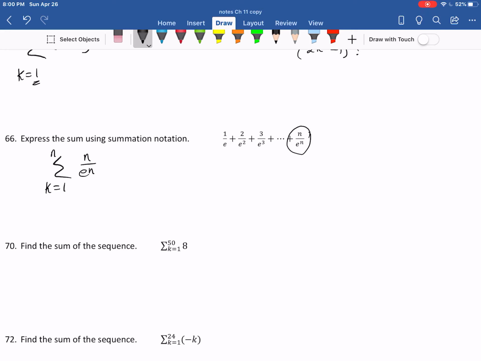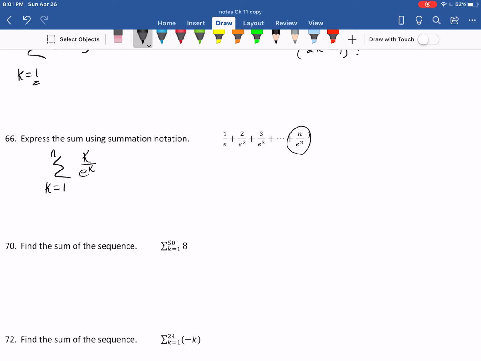So let's check that formula for when n is equal to 1. Oh, you know what? I need to change something here. This is not going to make any sense. We want to use K. Okay? Because n is where you want to stop. Okay? So K is going to be the variable that we're going to be changing each time we repeat this process.